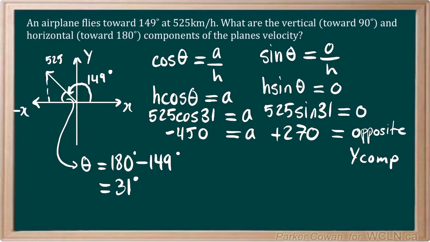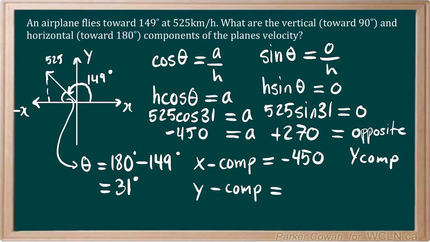Okay, so our x component, or our horizontal component, is equal to negative 450, and our y component, or vertical component, is positive 270. All right, so that's all for this one.